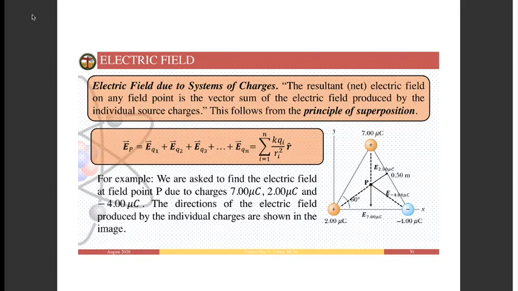Okay? So for example, if I have a triangle arrangement of my charges, and I want to get the electric field at the midpoint of the triangle, what will happen is the electric field produced by the positive Q, since it is a positive charge, is pointing away. Your negative 4 is pointing towards, as you can see here, and your positive 7 is pointing away from the charge. So you just add them all, and then you can find the total electric field produced by these charges. Okay?